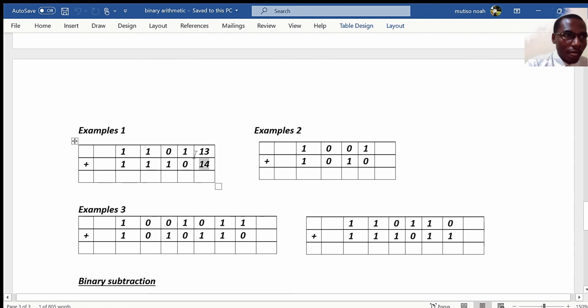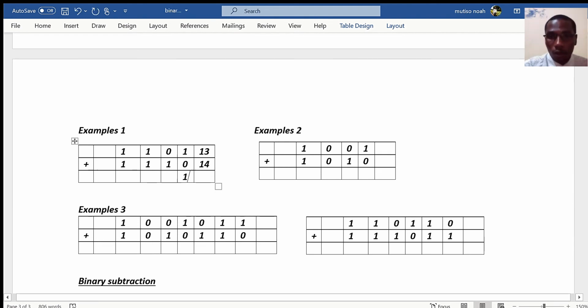Let us go on and add 1 plus 0. From above, 1 plus 0 gave us 1. I told you it's very simple to add binary numbers. 0 plus 1 was giving us 1. 1 plus 1 was giving us 0, and then you carry 1.